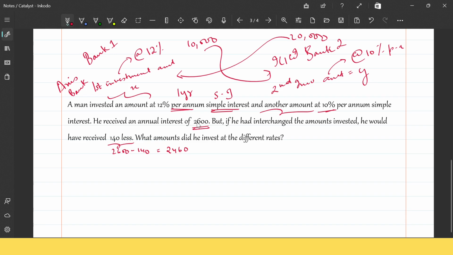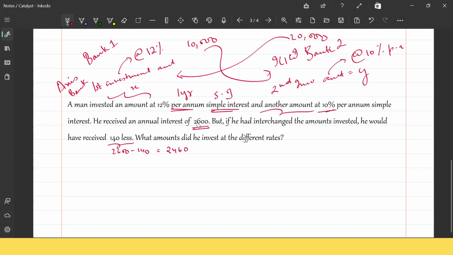So this is the story. Bank 1, some amount, bank 2, some amount, some interest he is getting, which is 2,600 rupees. But if he had swapped the money, in bank 1 he had given something and in bank 2 the other way around, then the interest would be 2,460. Now we have to find the amounts.